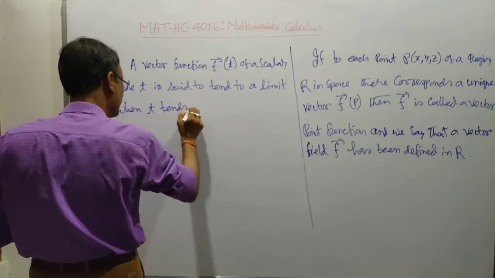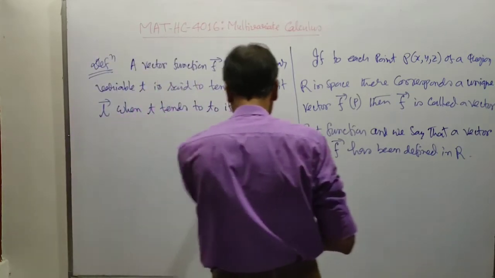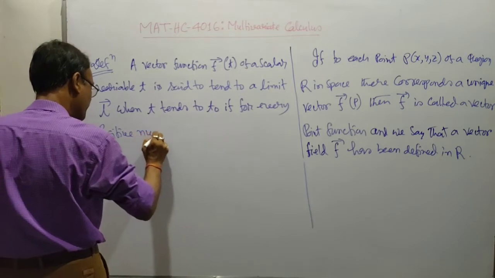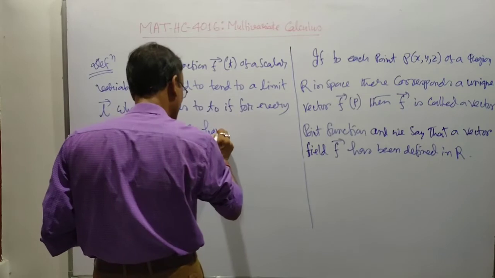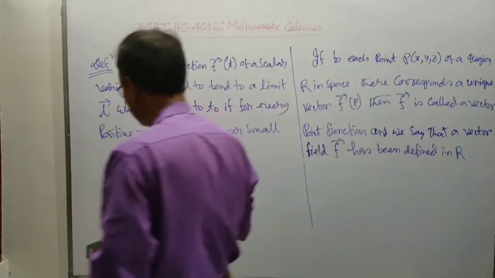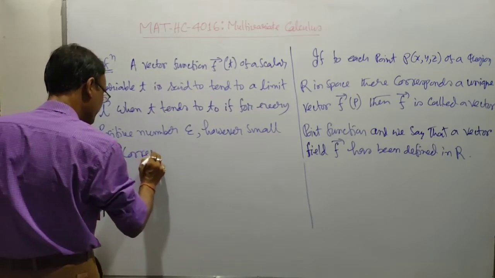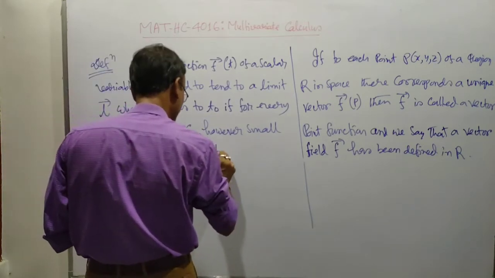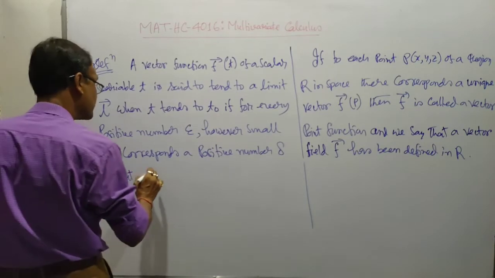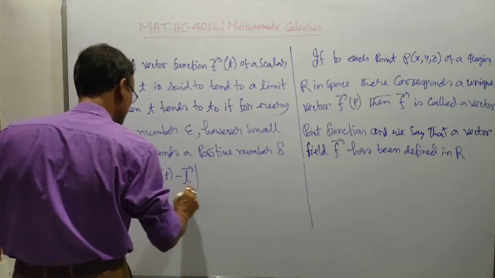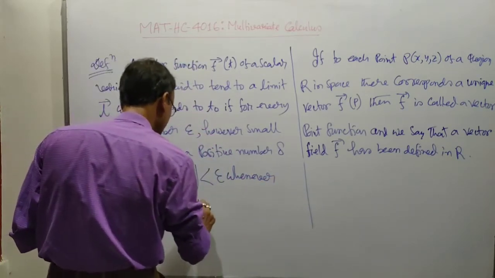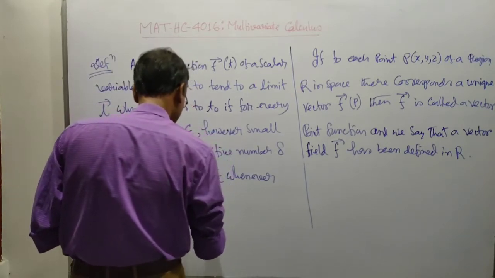A vector function F vector of the scalar variable t is said to tend to a limit L vector when t tends to t0 if for every positive number epsilon, however small, there corresponds a positive number delta such that the norm of F vector(t) minus L vector is less than epsilon whenever 0 is less than the absolute value of t minus t naught, which is less than delta.